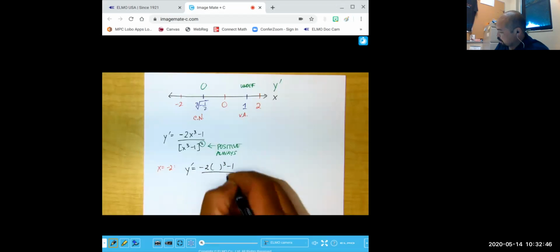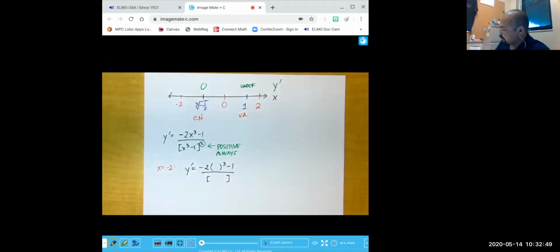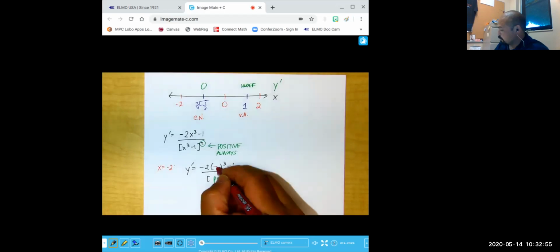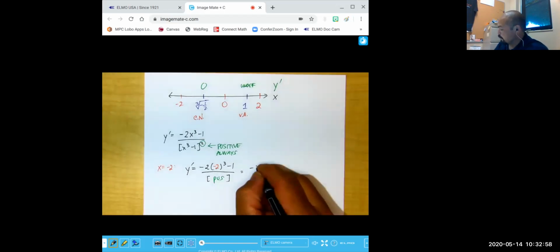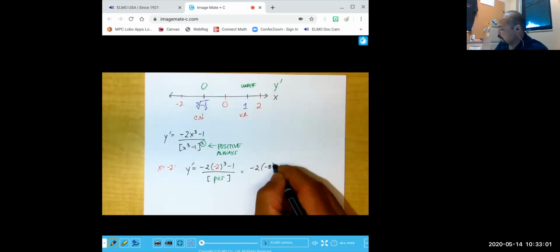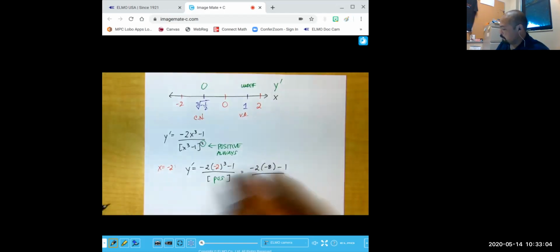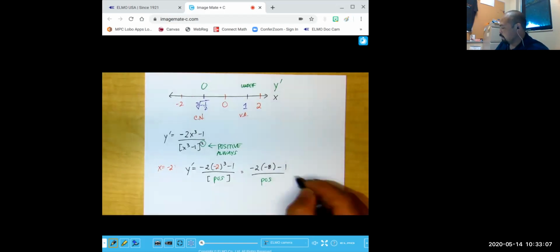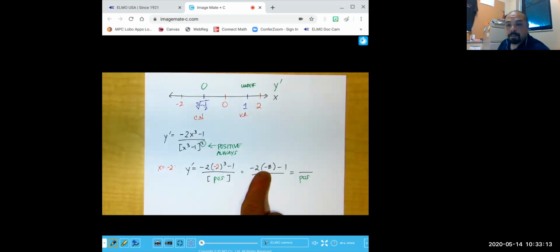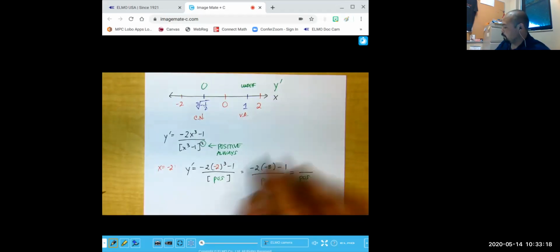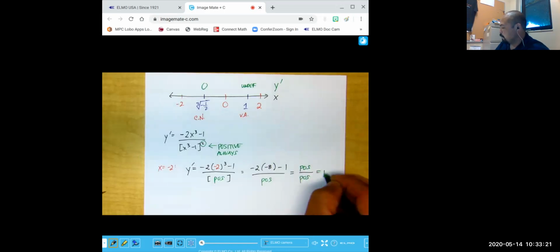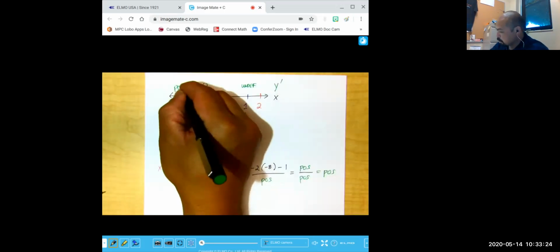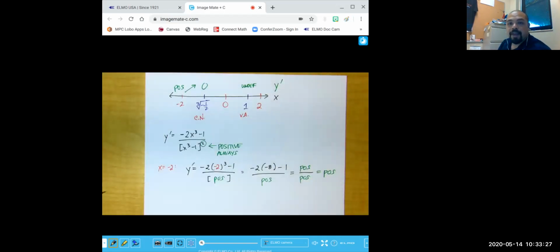Watching our signs here, this denominator, I know that's going to be positive in the end. But plugging in that -2, this becomes -2 times -2 cubed, -8, minus 1 over that positive quantity. And then looking at the numerator, -2 times -8, positive 16 minus 1, that's going to be positive as well. So in the end, over here, we're positive, we're going to be increasing in that space.